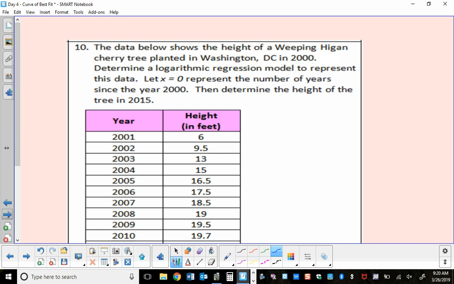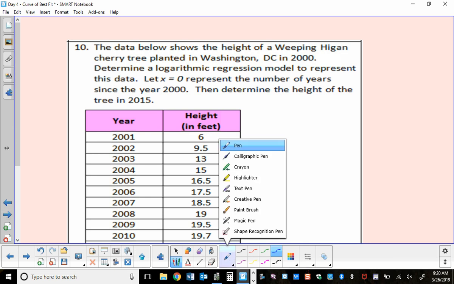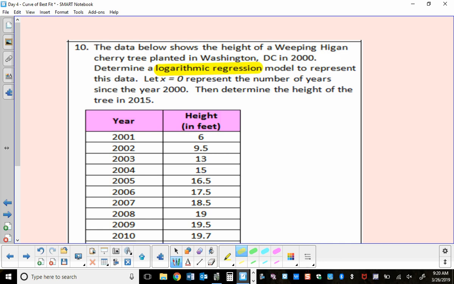But let's talk about number 10. Number 10, it tells about a tree that's in DC. It tells us to determine the log regression model, so that's what I'm using, to represent this data. Let x equal 0 to represent the number of years since the year 2000. All right, this is very important. Whenever you have years, you never put years in your L1 or your L2. So this is going to be L1, your height is L2. Okay? But they told us let 0 represent 2000.